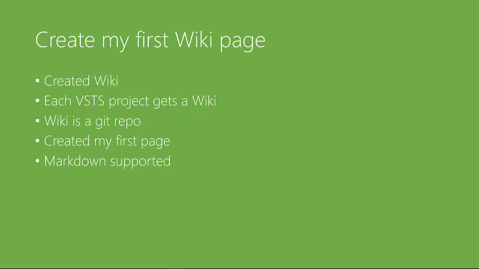So just to summarize what we saw in this video, we created our first wiki. We understood that each VSTS project gets a wiki. We also understood that wiki is actually a Git repository in the backend. We created our first wiki page, and we also understood that the editing in wiki is markdown supported.